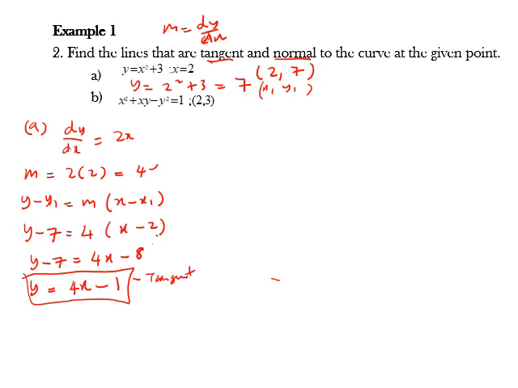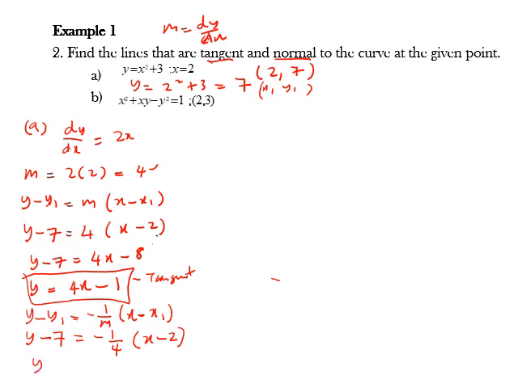How about the normal? The equation for the normal is y minus y1 is equal to negative 1 over m times x minus x1. Am I right? So you have the values of y1, m, and x1, so you just substitute them. So y minus 7 is equal to negative 1 over 4 times x minus 2.